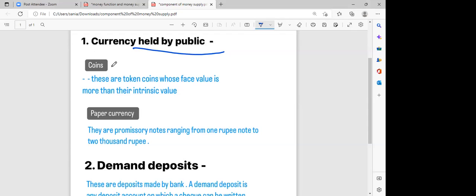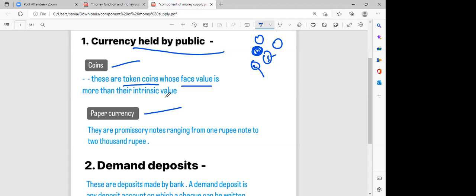And currency is of two types, coin and paper currency. Now what is a coin? These are the token coins. If I ask you, Naveen, what do you understand by coins? You'll say these are the token coins whose face value is more than their intrinsic value. For example, these are silver coins. Right now, the value of each coin is equal, right? But if I mention 2, 5, 10 here, then the value will change. This one will be the most expensive, this one the second, and this one the third. So coins are token coins whose face value is more than their intrinsic value.